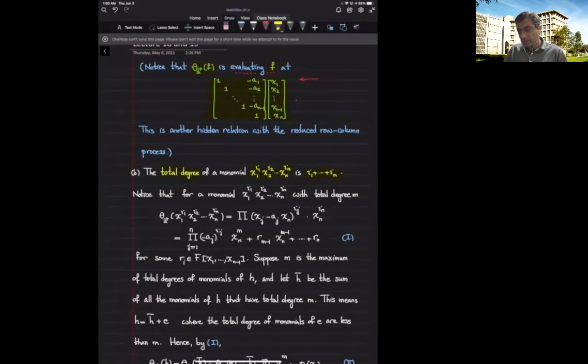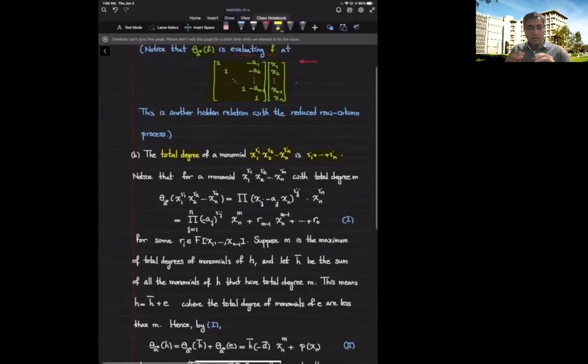So if x1 has power I sub 1, x2 has power I sub 2, and so on, the total degree of this monomial is defined to be the sum of the powers. Now, I'm going to partially order all the monomials that appear in a given polynomial H, and then I take the maximum total degree that appears. There might be many monomials with the same maximal total degree.